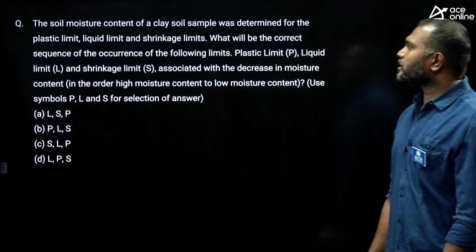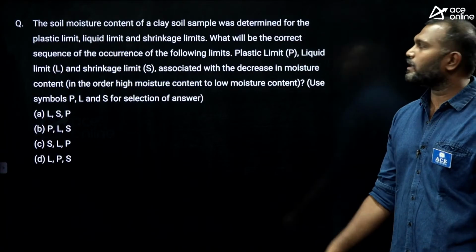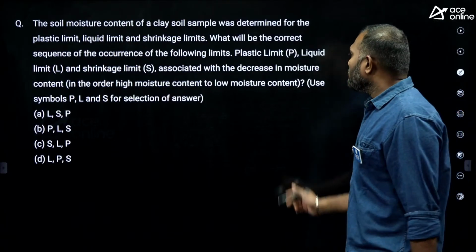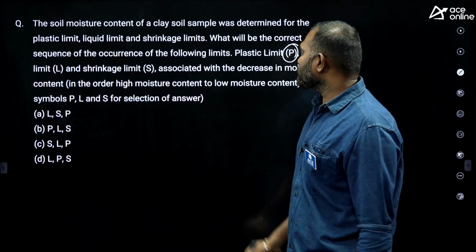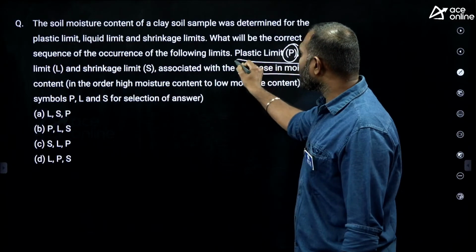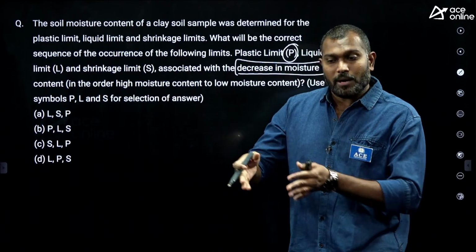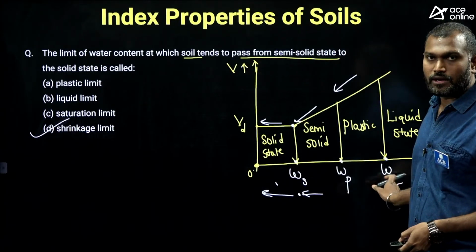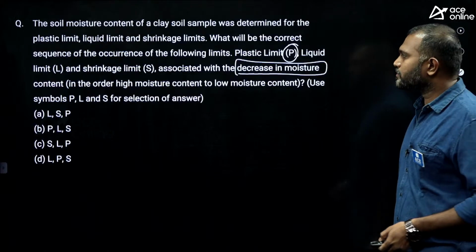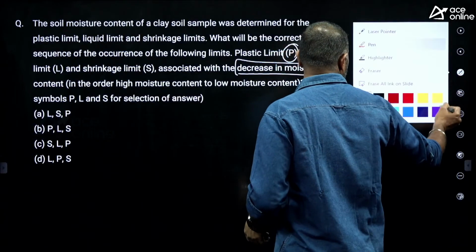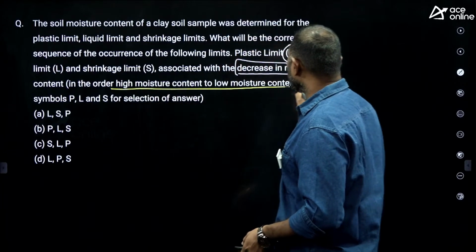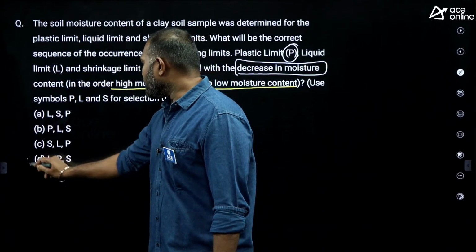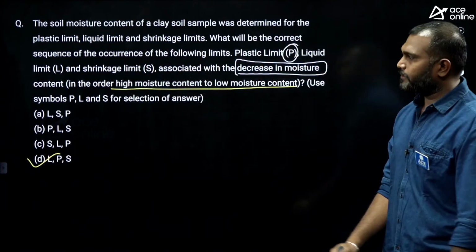Next, the soil moisture content of a clay soil sample was determined for the plastic limit, liquid limit, and shrinkage limit. What will be the correct sequence of occurrence of the following limits? Plastic limit is P, liquid limit is L, shrinkage limit, associated with a decrease in the moisture content. So now I'm not asking about increasing, I'm asking about decrease. When you decrease, who will come first? Liquid comes first, then plastic, and then shrinkage. So in the order of higher moisture content to lower moisture content, who is higher? Liquid. Who is lower? Shrinkage. Liquid, plastic, shrinkage. So the correct answer is option D.